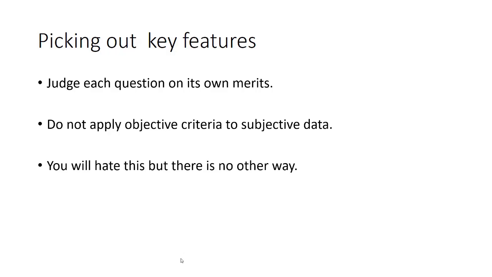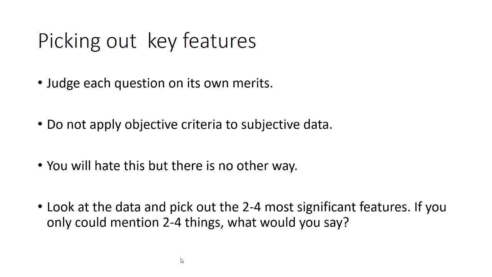You will hate this, but there's no other way. I know that you're going to be saying to me, just give us some rules. Just give us a strategy. I really wish that existed, but it just doesn't exist, guys. If you want to use the biggest and the lowest and the highest and all of those different things, go and try and do that, but it doesn't work. Look at the data and pick out the 2 to 4 most significant features. If you could only mention 2 to 4 things, what would you say?